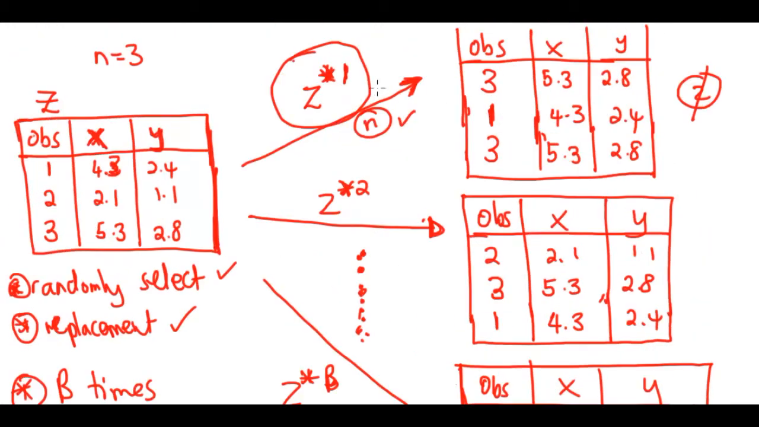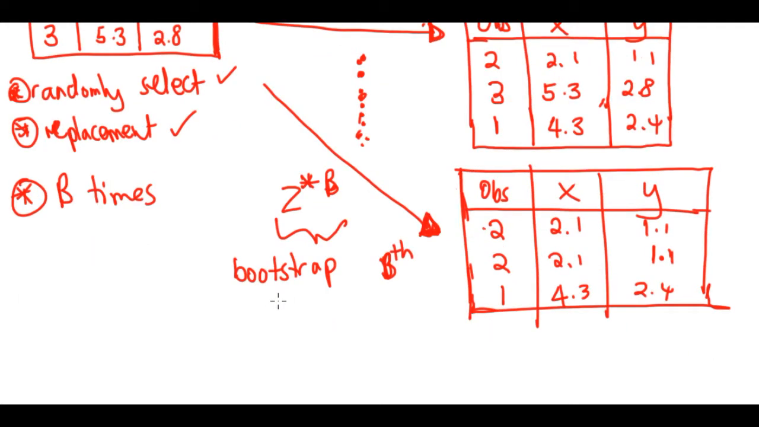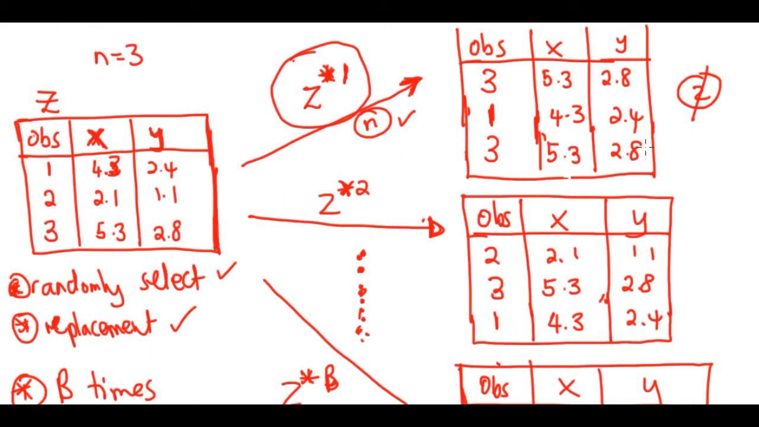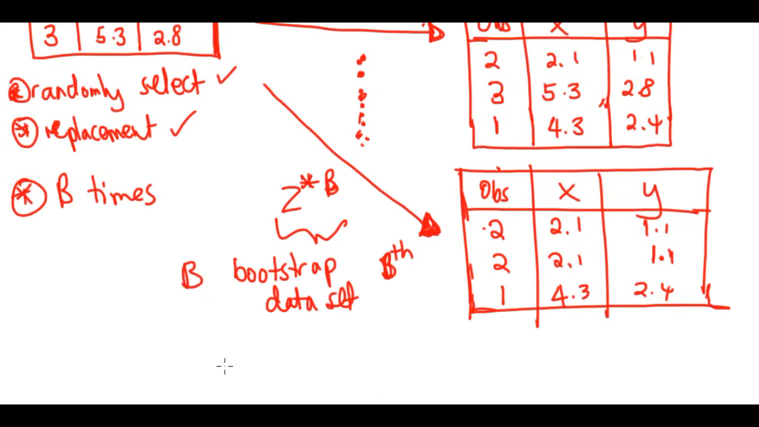Here we now have z star 1, z star 2, all the way up to z star B. These are our bootstrap data sets. We have B bootstrap data sets.